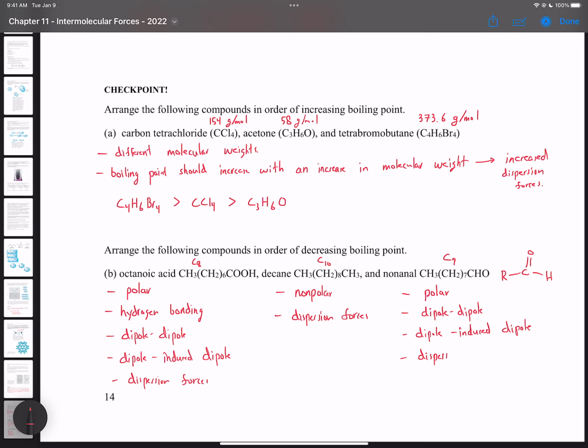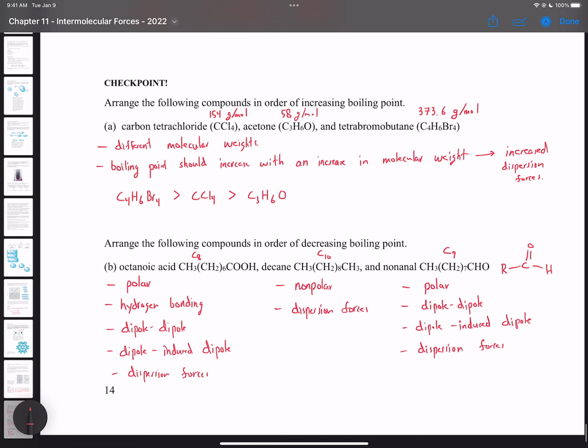However, it does not have hydrogen bonding, and that's what makes the difference here. So octanoic acid, the carboxylic acid, will be first. And then decane is not polar, only has dispersion forces, so it's going to be the weakest because it will have the lowest boiling point because all these compounds are of similar molecular weight. So this time we consider the strongest IMF to determine the trend in boiling point.